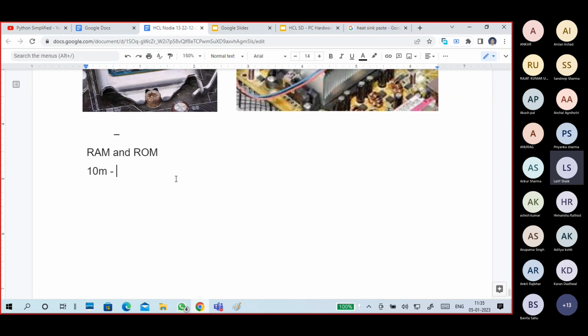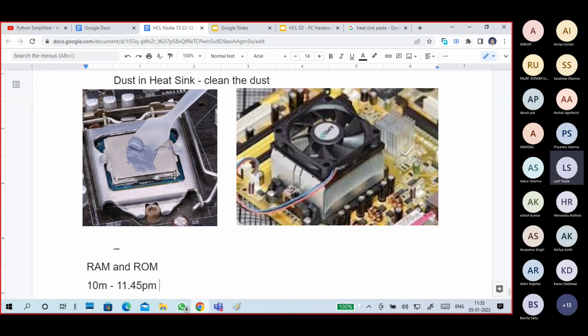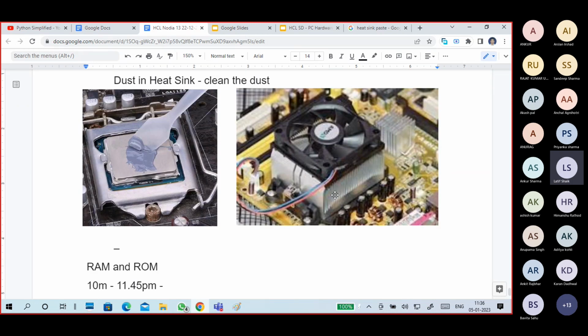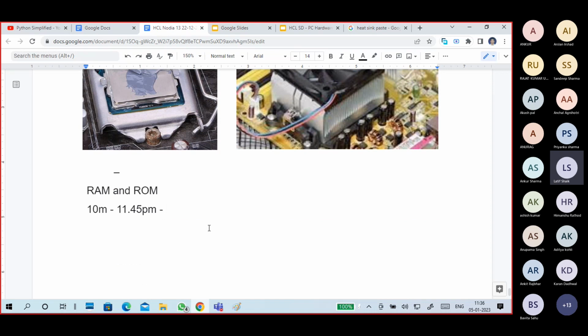Sir, after how many days do we have to apply the heating paste again in our system? Not required. Once you have applied it, if everything is running fine, no need. But usually it works for 3 to 5 years. If you don't open it and don't clean it, fine. If you erase it like that, you have to clean the fan and this one frequently. If there is a lot of dust, better to clean it. Okay.